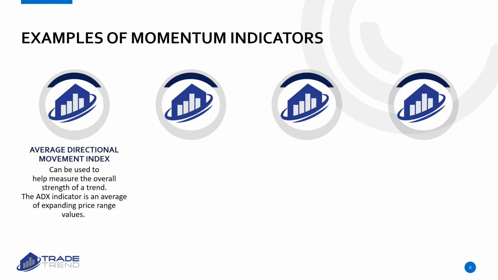These are ones that many of you have probably heard of. One is the average directional movement index. It's called the ADX, and it can be used to help measure the overall strength of a trend.